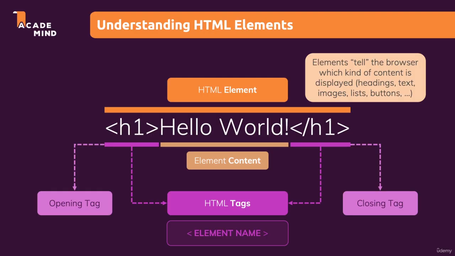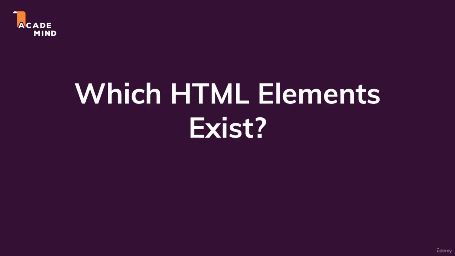And when it comes to those tags, we have the opening tag and the closing tag, which looks just like the opening tag but has this extra /. And that all together forms the HTML element, which has the hello world content and instructs the browser about which kind of content this is. In case of the h1 tag, it tells the browser that this is a main heading, a main title on the website. But that, of course, brings us to another important question. Which HTML elements exist? How do we know which elements we can use?